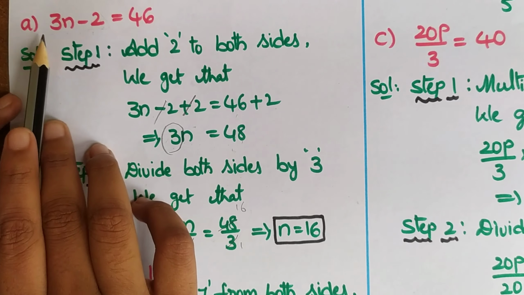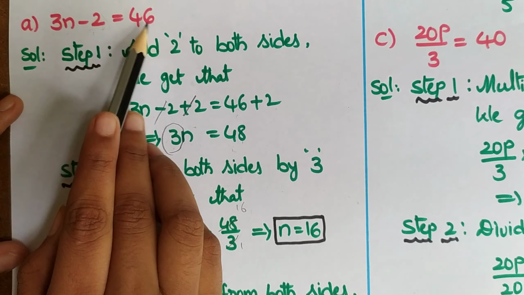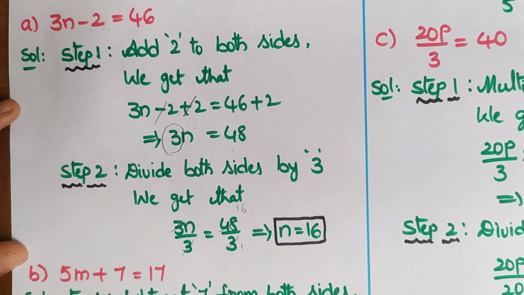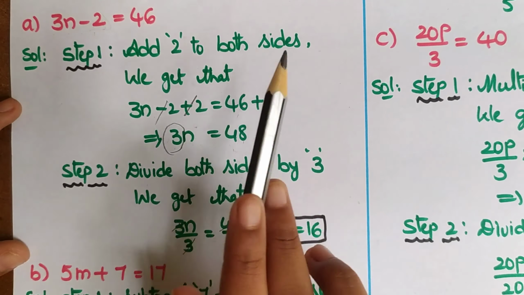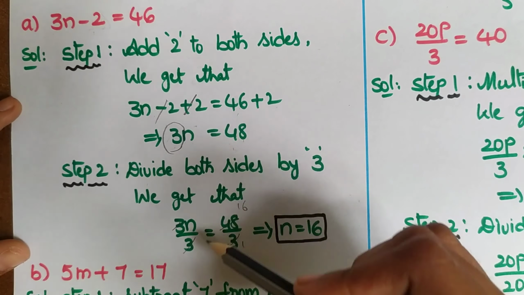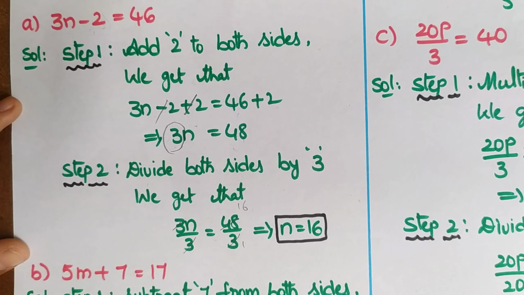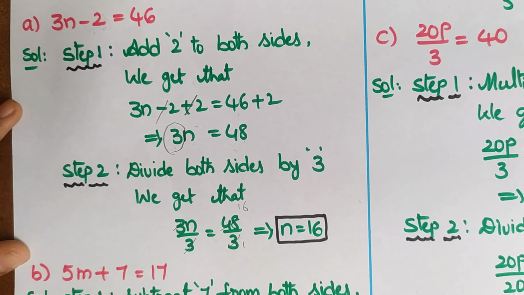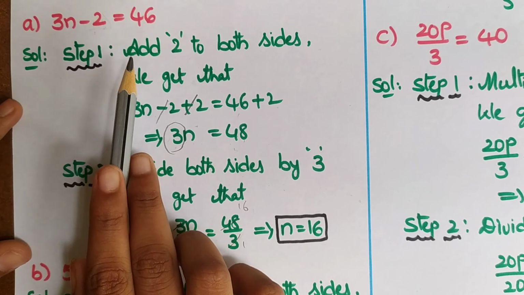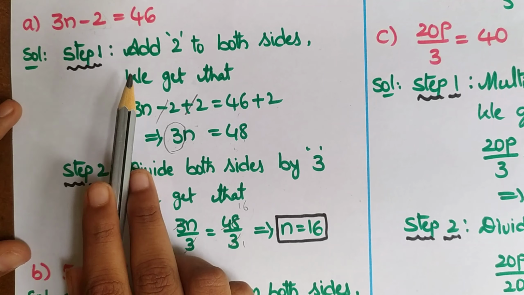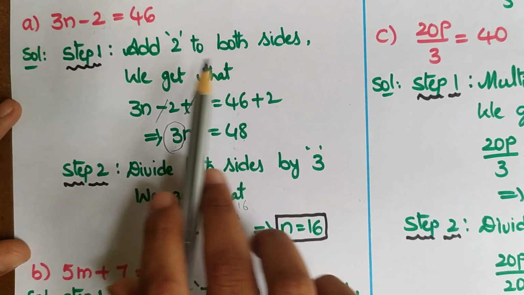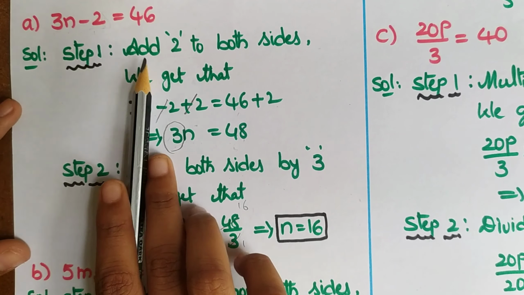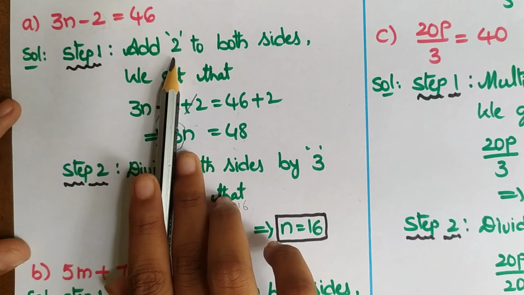Now you see here friends, 3n minus 2 is equal to 46. You have to write in the exam also, same way friends, you have to write the statement and then solve the equation step by step. I will tell you how to write the statement now. See here friends, when you are writing add, first write add 2 to both, or add any number to both sides. Which number is there? So add 2 to both sides.